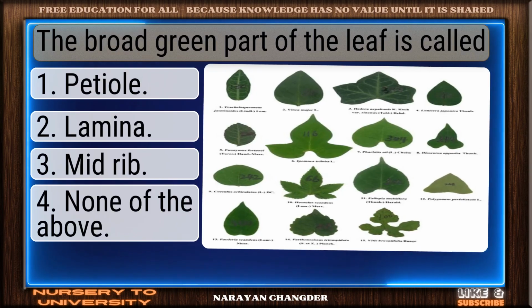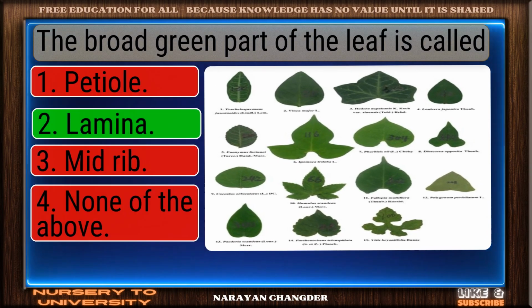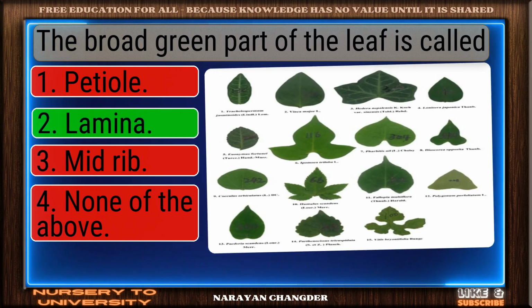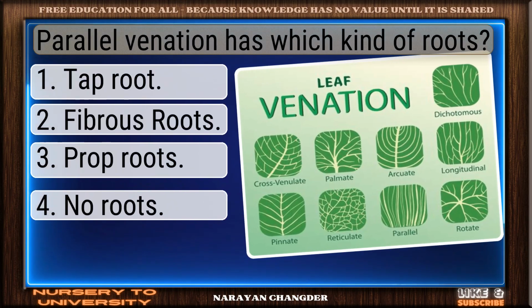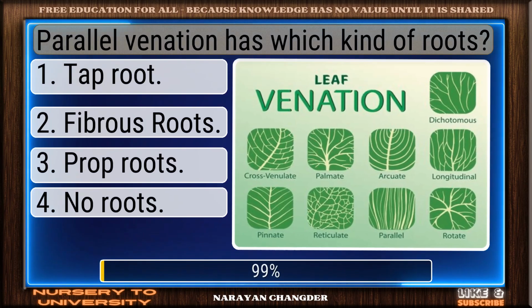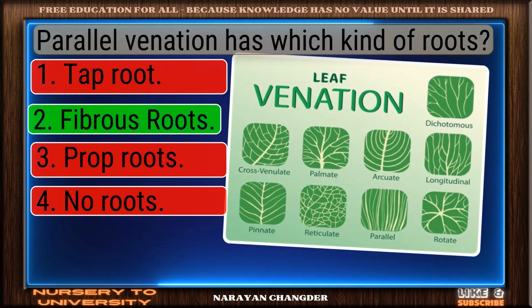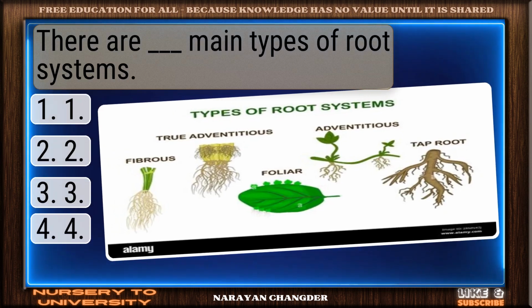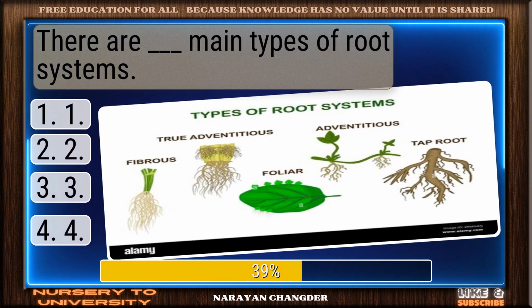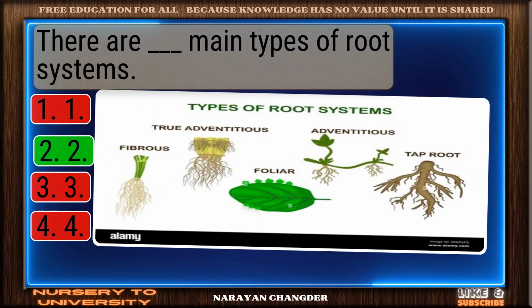The broad green part of the leaf is called. Correct. Lamina is the right answer. Parallel venation has which kind of roots? You're right. Fibrous roots is the correct answer. There are dash main types of root systems. You chose 2, and it is correct.